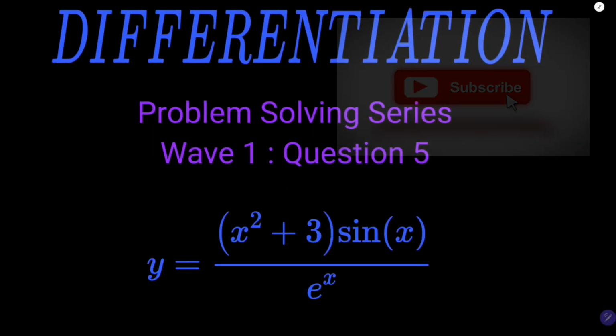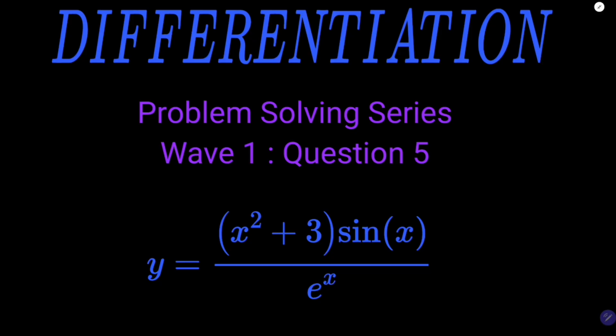Today we're working on question 5. This one is interesting because it combines the quotient rule, product rule, and chain rule all in one function. So let's dive in. So what does this problem state? In this question, we are asked to differentiate this function with respect to x.